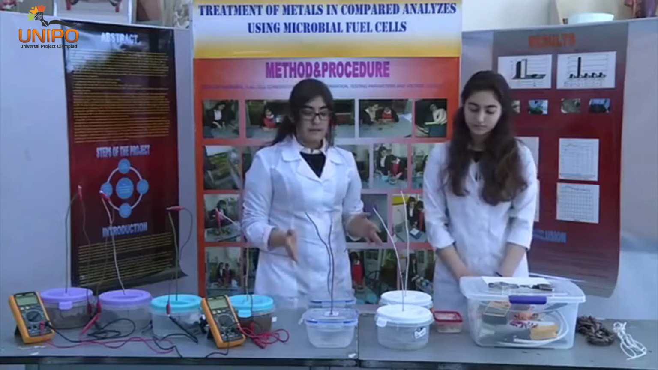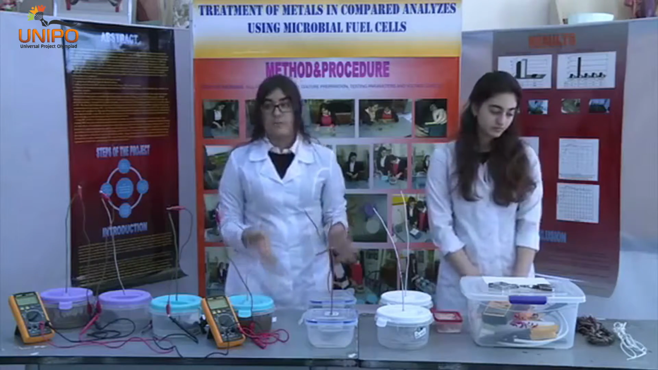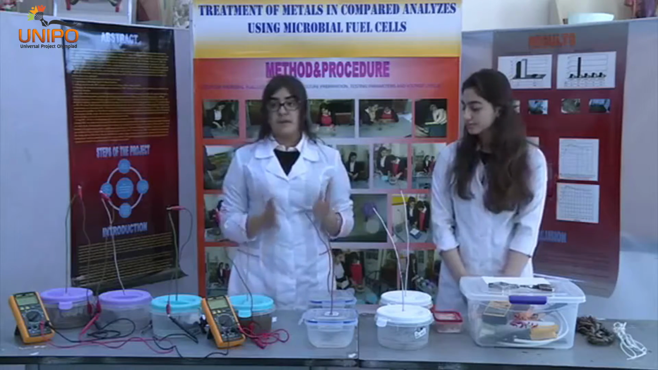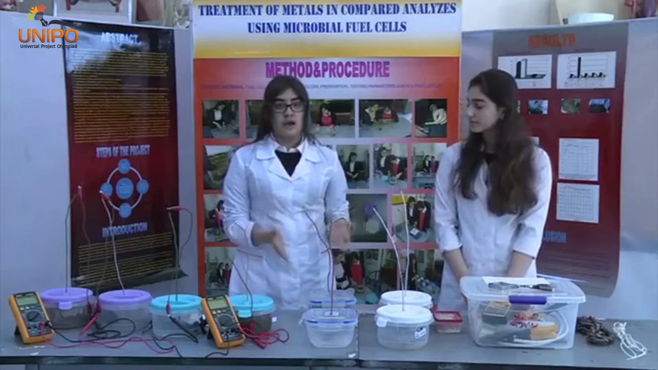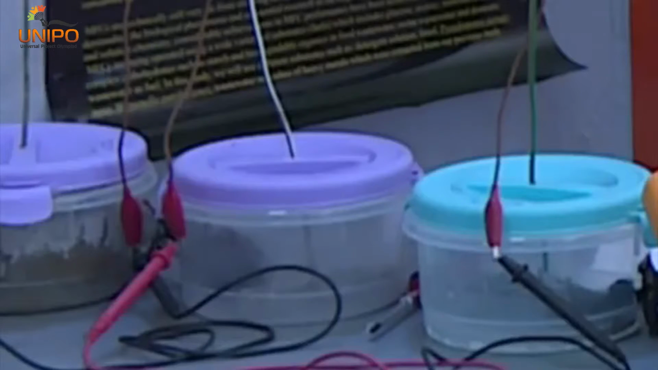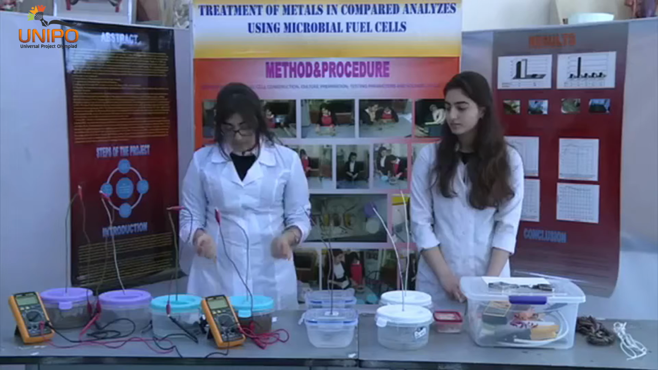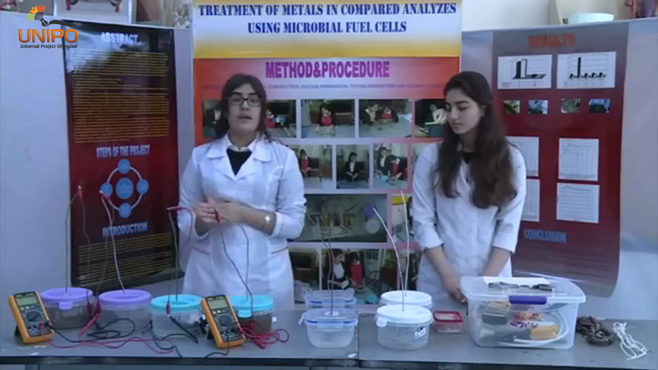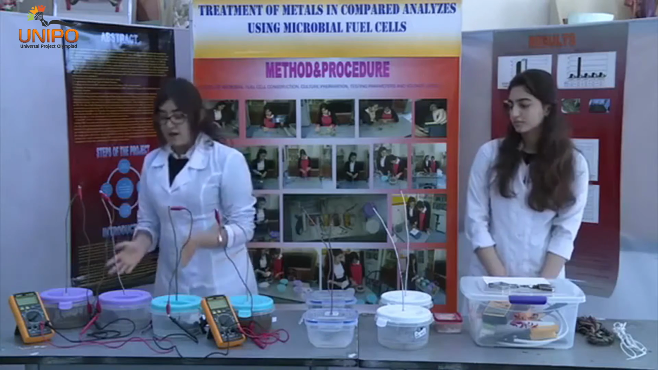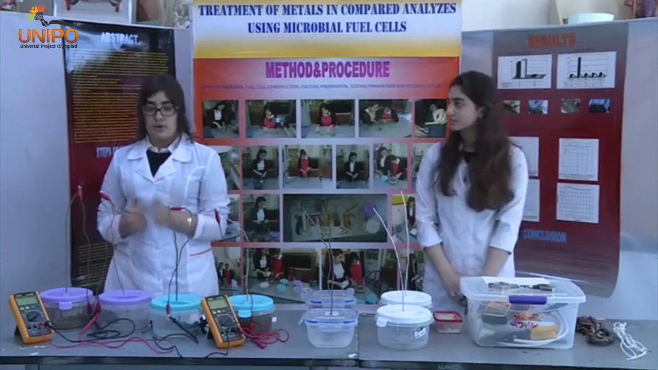In the second trial, we add 15 milliliters of Shewanella putrefaciens. In the third trial, we add the mixture of 15 milliliters of Pseudomonas aeruginosa and Shewanella putrefaciens. In the fourth trial, we add 400 milliliters of phenol, and in the fifth trial, we add wastewater. In the sixth trial, we add our product, the ashes of the copper and chromium.